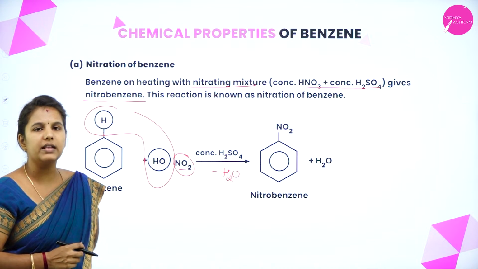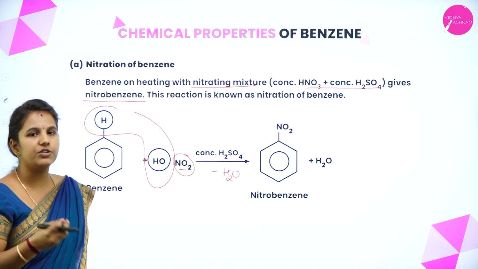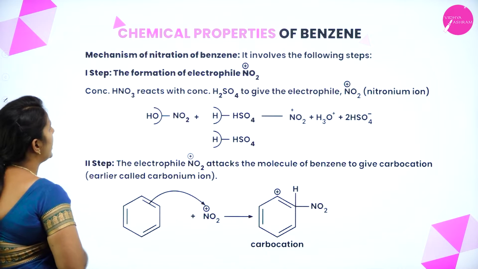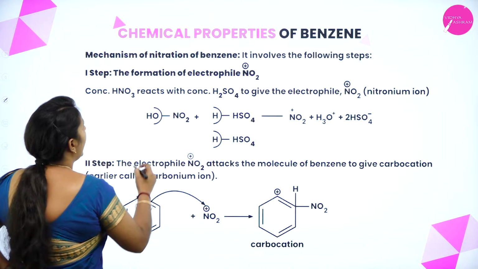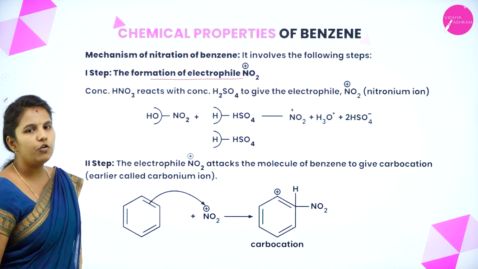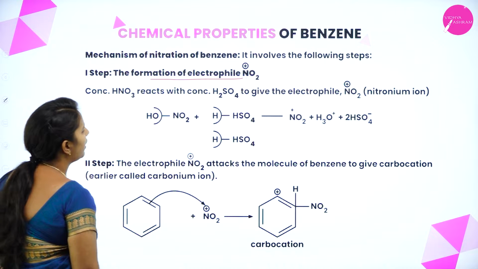We'll see the mechanism so that we can easily understand how this nitration takes place in a benzene ring. The first step is formation of the electrophile. It is very, very important. Formation of the electrophile, that is NO2+. How will this electrophile be formed?